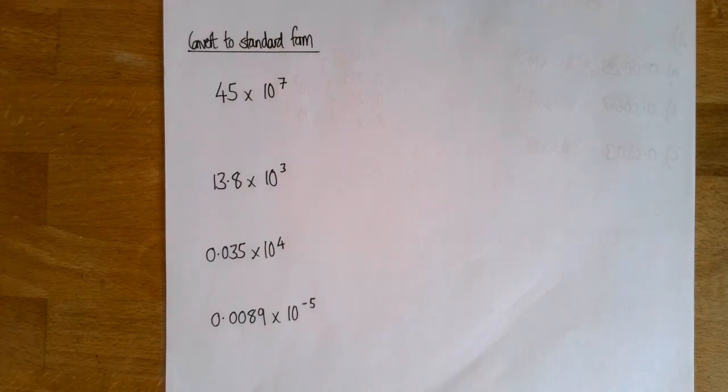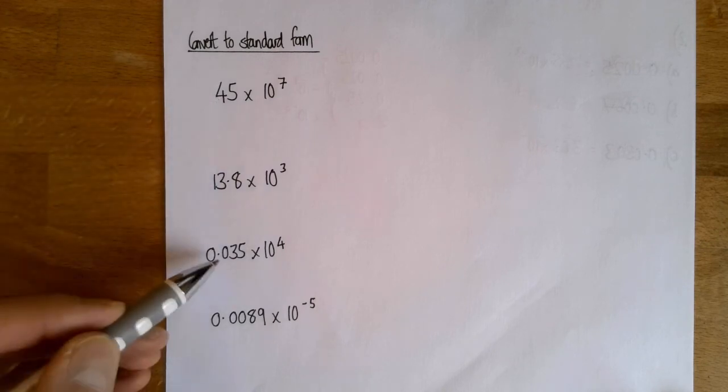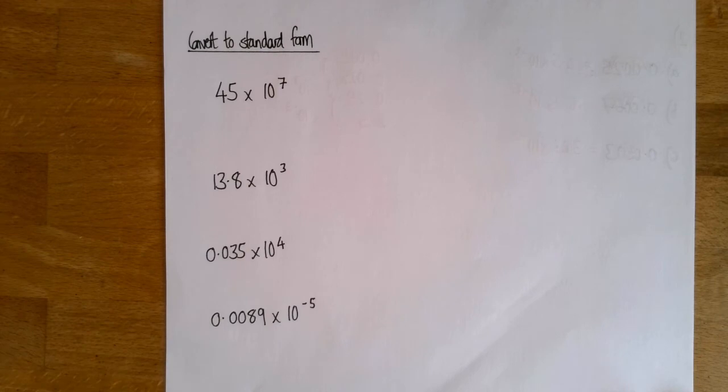Okay, final step then for today's lesson. Sometimes you see numbers that look like they're written in standard form, but they're not. I don't know if you can see what the problem is with each of these numbers. We've definitely got a power of 10, but what we haven't got is a number between 1 and 10. We've either got numbers that are bigger than 10 or smaller than 1. So these numbers need to be adjusted so that they are written in standard form.